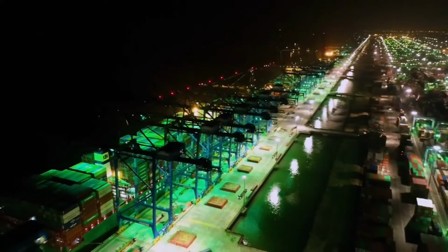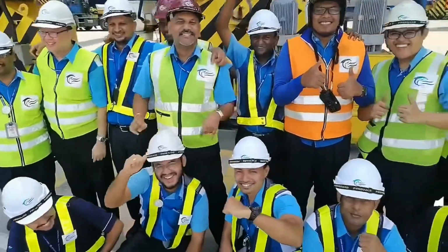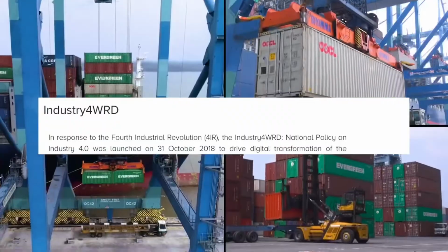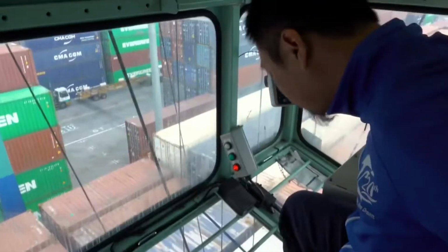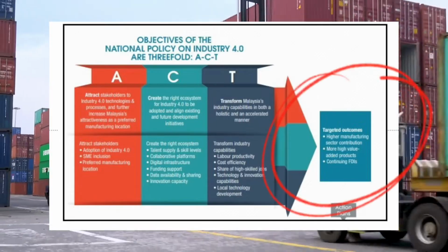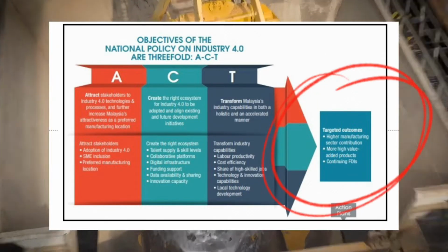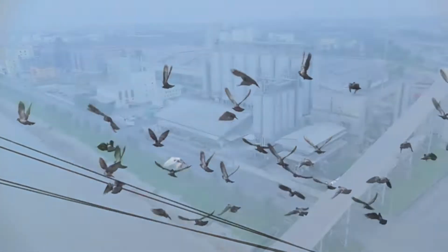In response to the fourth industrial revolution, the Industry Forward National Policy on Industry 4.0 was launched on 31st October 2018 to drive digital transformation of the manufacturing and related service sectors in Malaysia, with the targeted outcome to have higher contribution from the manufacturing sector, more high value-added products and continuing foreign direct investment (FDIs).